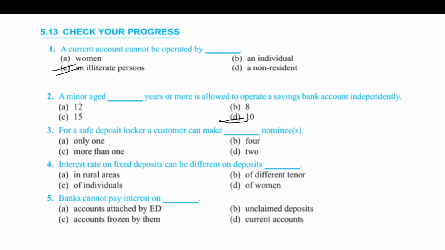For a safe deposit locker, how many nominees can a customer make? Earlier it used to be more than one, but now it can be four. So given the recent amendment, four is the correct answer. Before that, more than one was the correct answer. Interest rate on fixed deposit can be different on deposits in rural areas, of different tenures, of individuals, of women. So different tenures is the correct answer for this question.